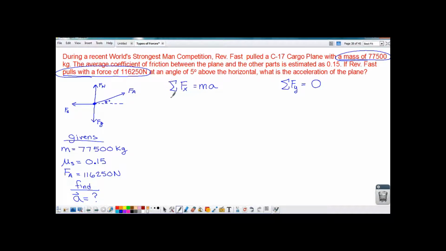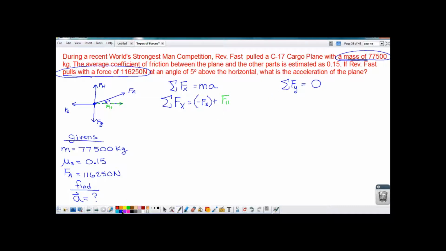In the x direction, I look in my diagram, and I find that I've got the force of static friction going to the left, so I'll make that negative. And then I've got a component of this applied force going to the right. I'm going to call that component the parallel component because it is parallel to the direction of movement. And I don't see any other forces acting in the x direction. So let's go over to the y direction.